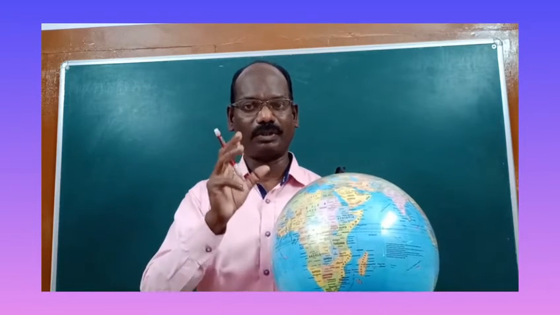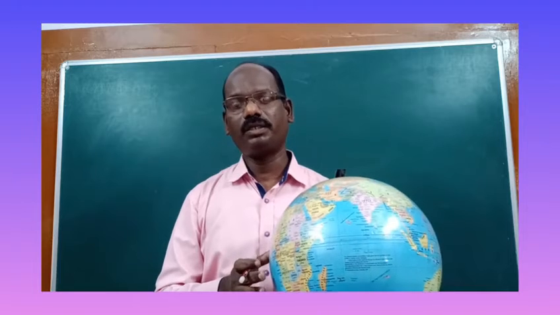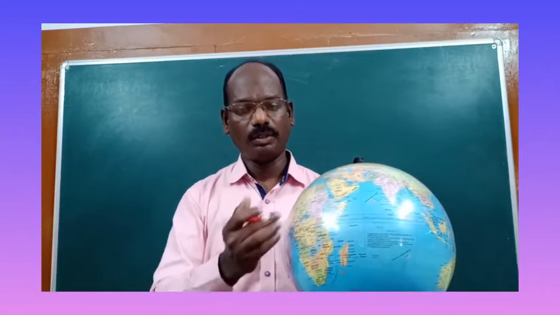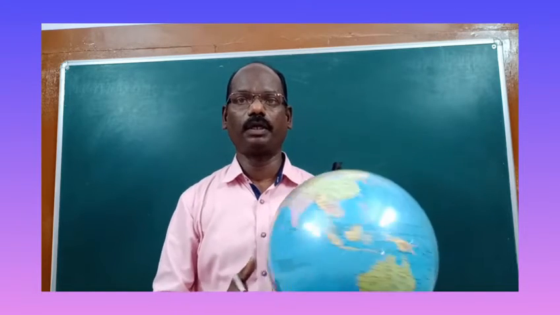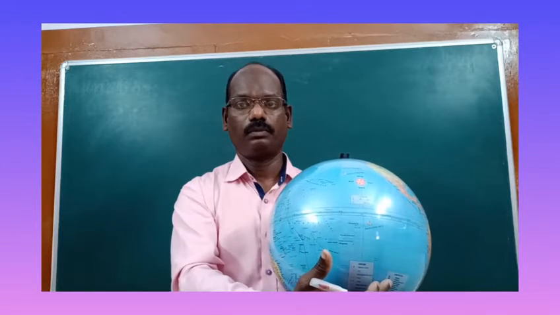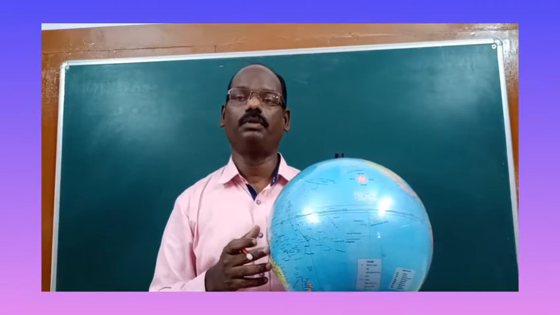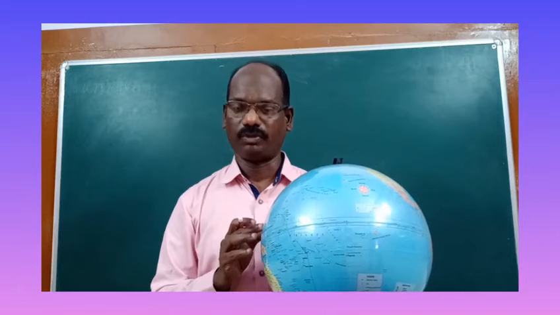So there are three kinds of time: local time, standard time, and international time. Then the Indian Standard Time and the Greenwich time are different. Why? Because India is located east of Greenwich. As a result, the daytime started earlier here, that means 5 hours and 30 minutes ahead. The Indian time is 5 hours and 30 minutes ahead of the Greenwich time.